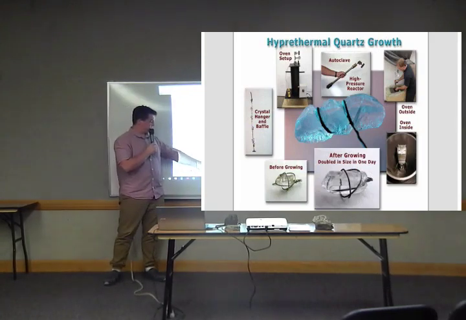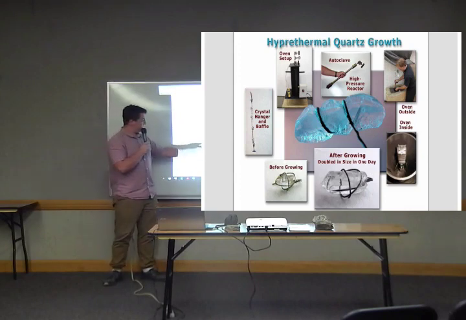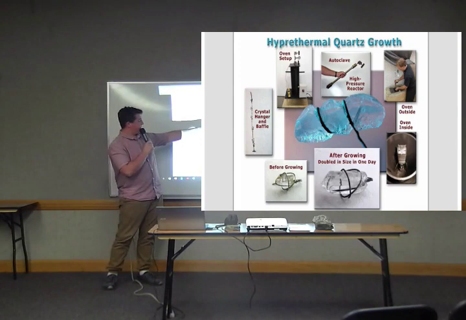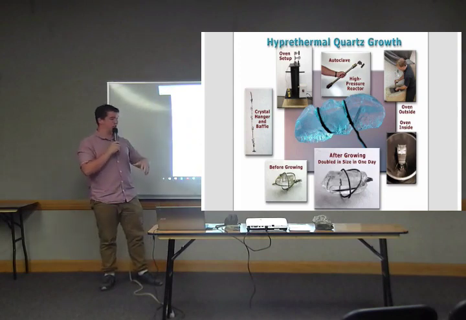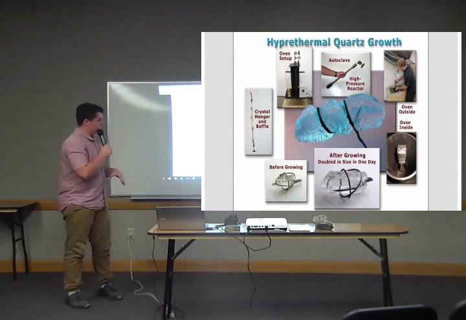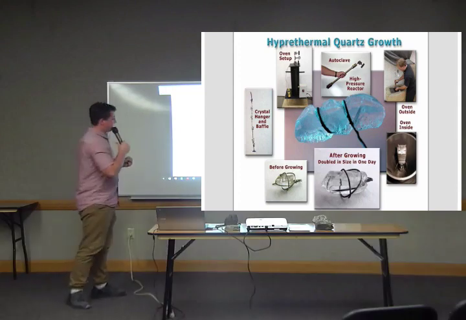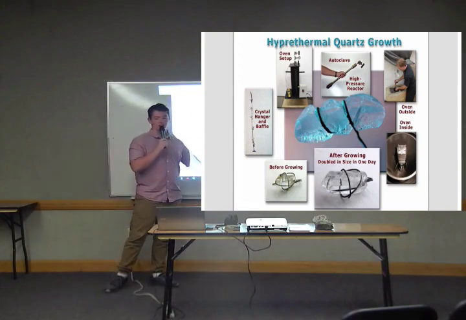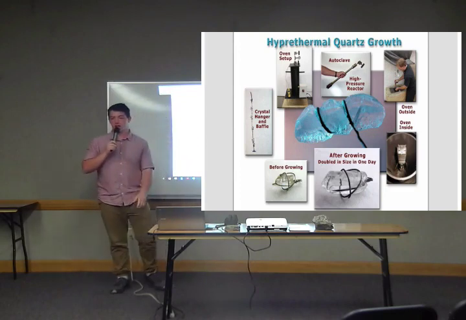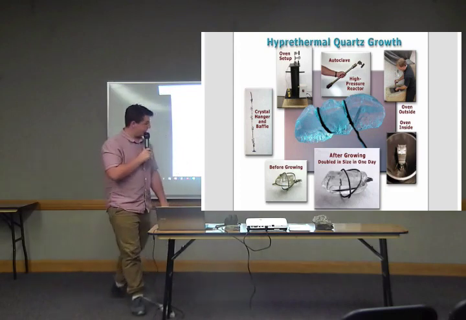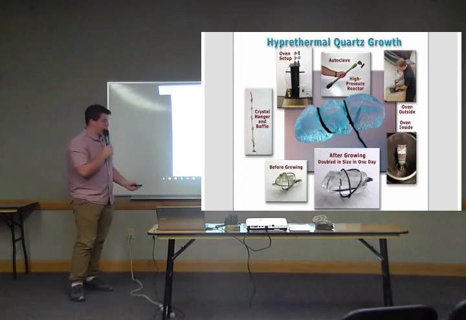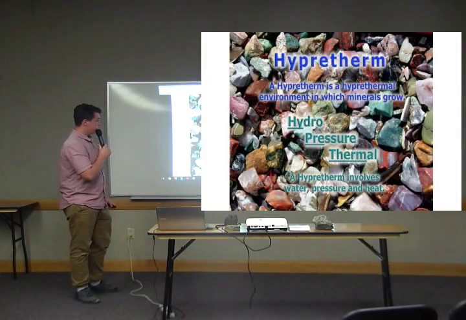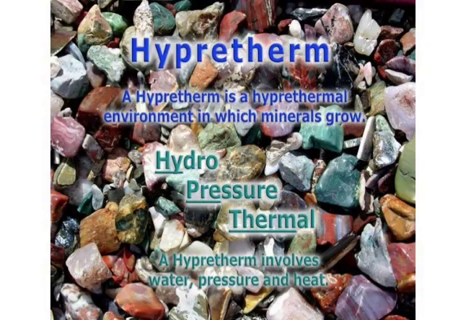We got this quartz crystal and we wrapped it in wire. And we put it in an oven and put it under high pressure and a lot of heat. And we put it in there for 3 days, something like that, and it doubled in size. Or actually, no, 1 day. It doubled in size in 1 day after the right temperature, the right pressure, and in water. So we had to create a term for this because there wasn't a term for this in modern science. So we made hypertherm. A hypertherm is a hyperthermal environment in which minerals grow.